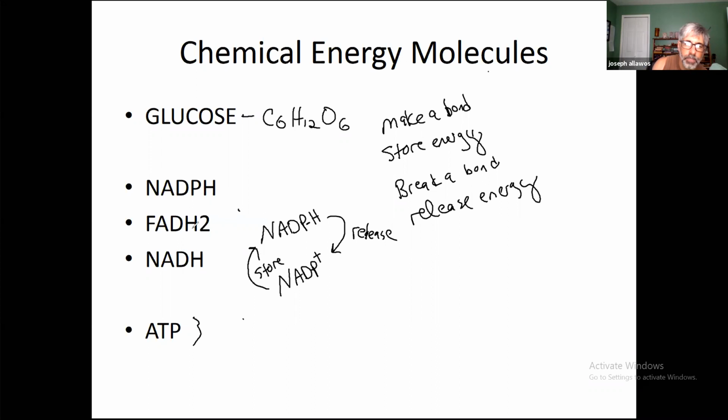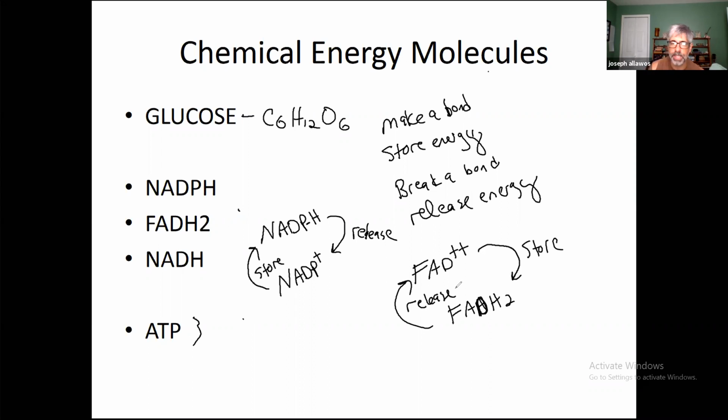Let's look at FADH2. What if I show FAD++, which is a double charged ion, being converted to FADH2? What am I doing? Am I sticking something on or breaking it off? Here I'm sticking something on, so I'm storing energy. And when I go this way, I'm releasing. Okay, it's that simple. All you have to do is ask yourself, am I making a bond or breaking one? And so we're going to see these kinds of reactions over and over.